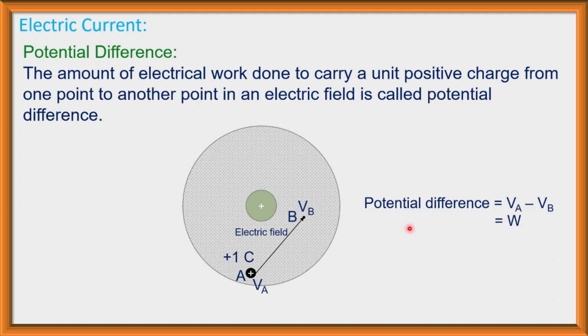So potential difference between point A and point B is VA minus VB is equal to W. Here W is the electrical work done to carry plus 1 coulomb charge from A point to B point. This is the potential difference, and unit of potential difference is also volt.